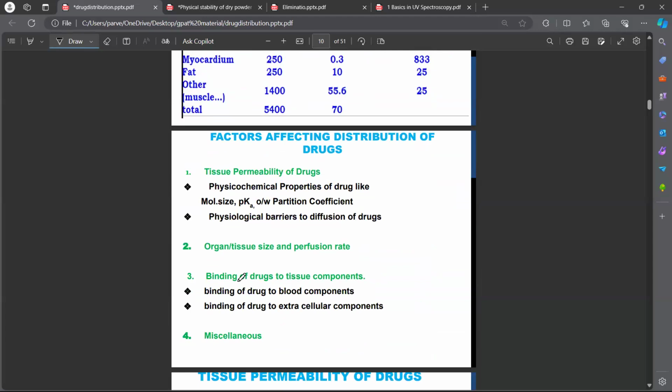The first factor includes the tissue permeability of the drug. Permeability is the second rate determining step, mainly for hydrophilic drugs, and depends upon some physiochemical properties of the drug like molecular weight, pKa, partition coefficient, etc. For example, molecules with a lower molecular size can easily permeate through the barriers when compared to molecules with a larger molecular weight and size.